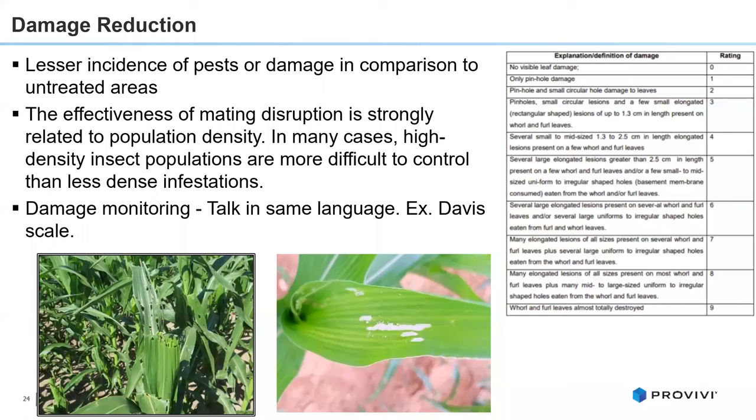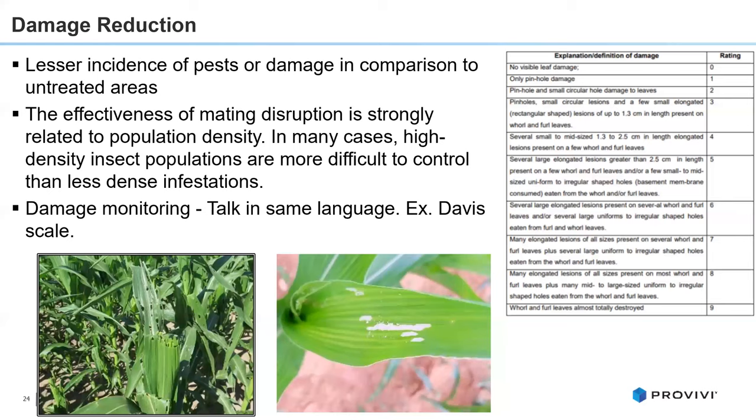So mating disruption is strongly correlated to the population density. We have seen in many cases where there is an outbreak of pest population, it is very difficult to rely on mating disruption alone, compared to unifying other technologies, including chemical applications. In low to medium pest population densities, we have seen that mating disruption alone can do a good job.